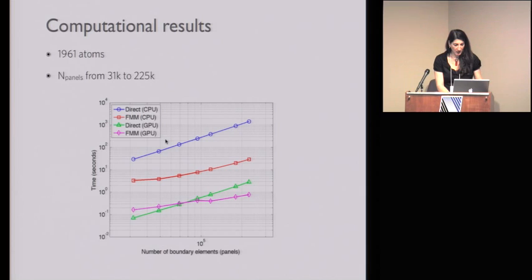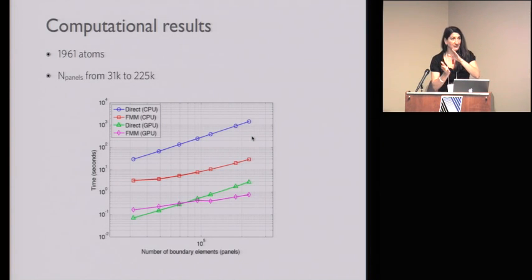But I want to show you here that we have computational results for the actual app, and we see for this problem, with number of panels on the surface varying from 31,000 up to 225,000, that the fast multipole method is about 50 times faster than the direct here at the final n, which is 225,000. So FMM over direct, okay, 50 times faster. That's just the algorithmic improvement.